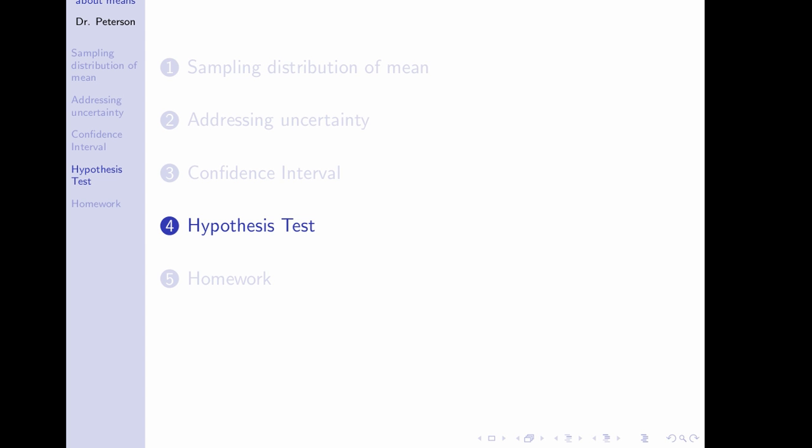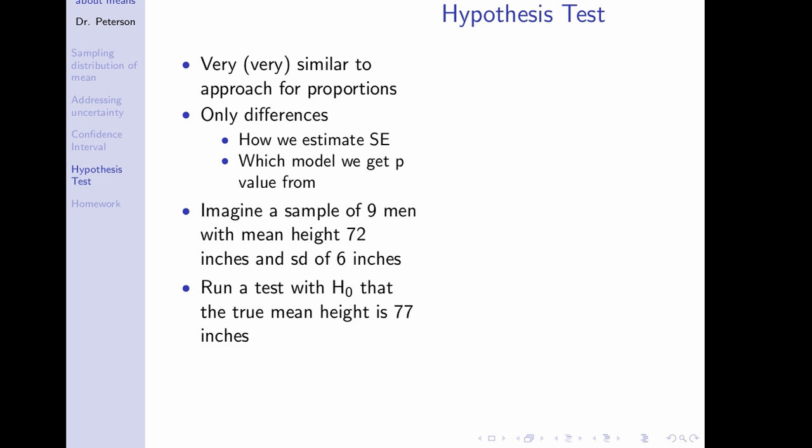Next, let's walk through an example of how to test a null hypothesis when working with a sampling distribution of means. So you'll notice that this is set up with a very similar starting approach to what we had with the confidence interval. We're going to do a very similar thing to our approach for proportions. We're just going to change how we estimate the standard error, which model we get our p-value from.